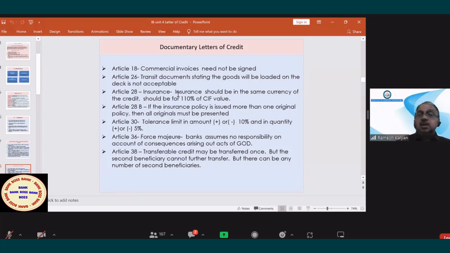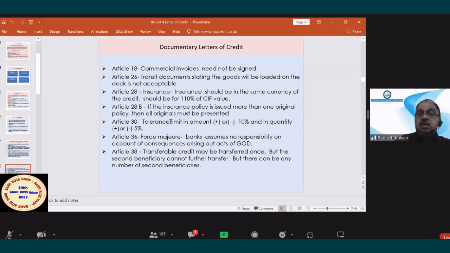Then normally the insurance should be for CIF value, cost insurance freight value 110%. And if he says that it is more than one original, usually policies will be issued in 3 originals, because we will be sending the documents separately in 3 couriers. The purpose is, even if one is lost, with the other original, we will be able to take the delivery of it. So that is the purpose. So everything should be submitted.